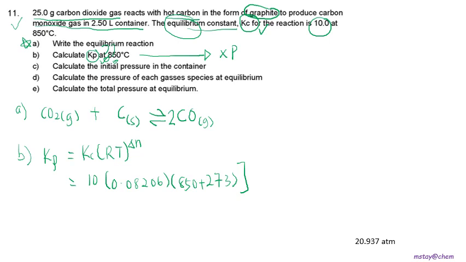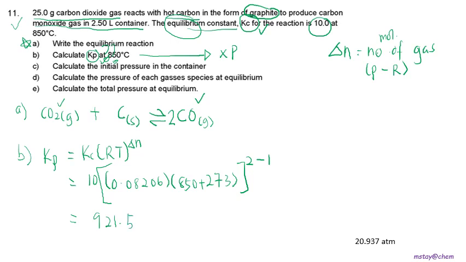And then for this RT, we need to put the power here. So the delta n is the number of moles of gas for the product minus reactant. So in this case, we have 2 moles of product, so we will use 2. And even though here we have 2 reactants, only 1 reactant is in the gas phase, so we are going to minus 1. Then you press the calculator, and you will be able to get the answer 921.534.